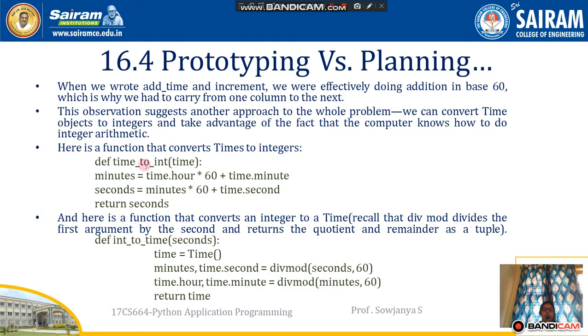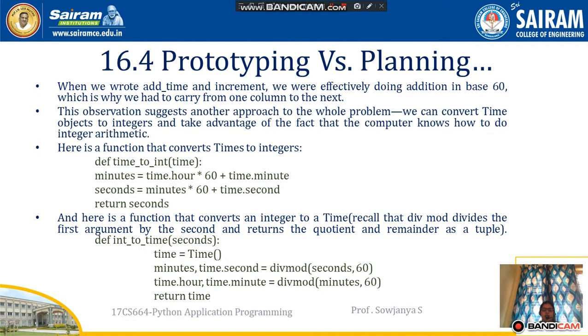So here is a function that converts times to integers. When we are writing it, we define the time to int function. So minutes is equal to time dot hour into 60 plus time dot minute. Seconds is equal to minutes into 60 plus time dot second, and return seconds. Seconds will be returned as the integer value. Now we have another function that converts an integer to a time.